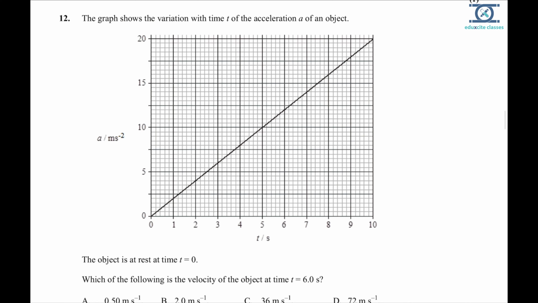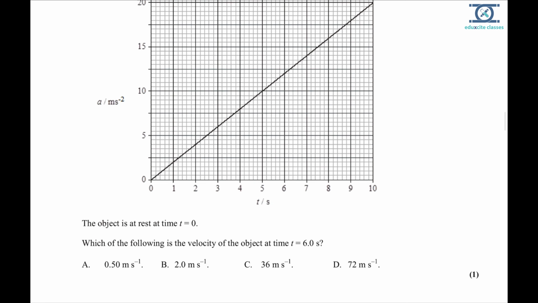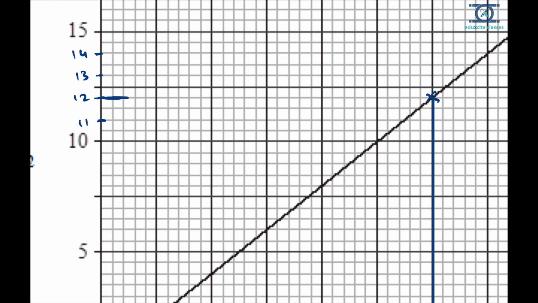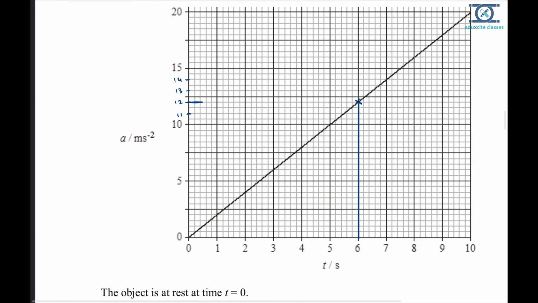Now question number 12. The graph shows the variation with time t of the acceleration. Again, this is the acceleration versus time graph. The object is at rest at t equals 0. Which of the following is the velocity of the object at time t equals 6 seconds? So at t equals 6 seconds, you see this is the acceleration, which is, I think, 11, 12, 13, 14. So at this point it is 12. So the acceleration at 6 is 12.